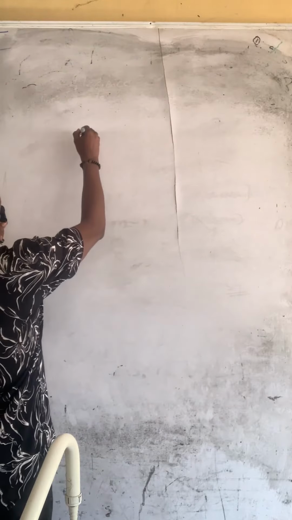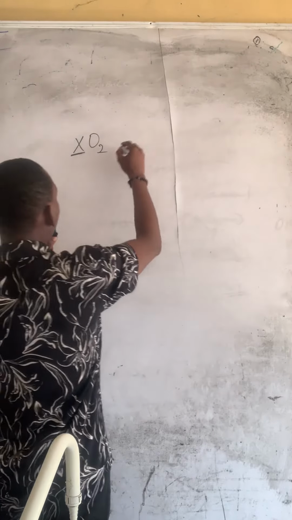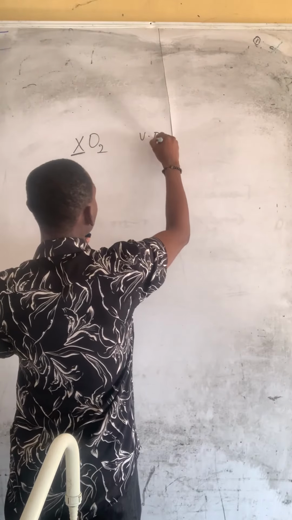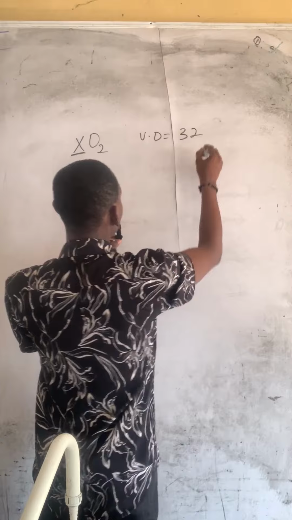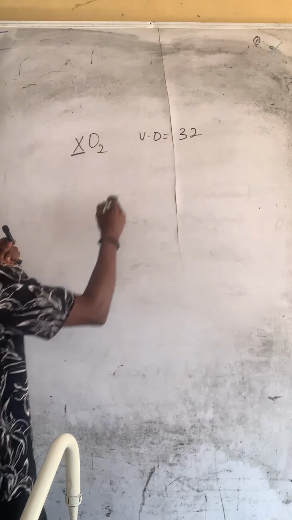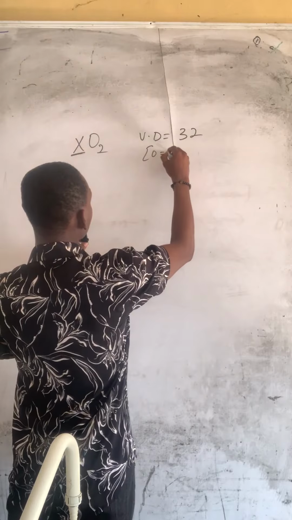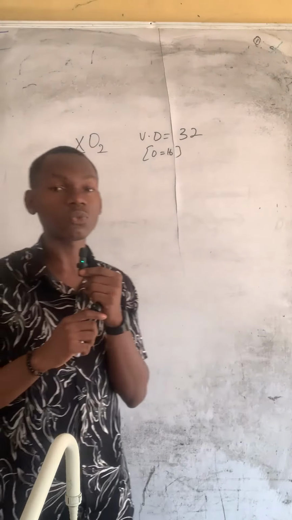The oxide is XO2. We don't know the value of X, but we are told that the vapor density of this particular unknown oxide is equal to 32. What is the value of X? We know that oxygen is 16, right? The mass number of oxygen is 16. But what is the mass of X? How do we do that?